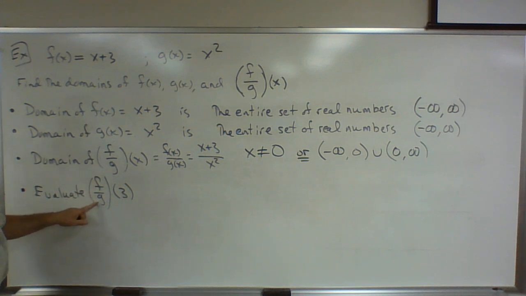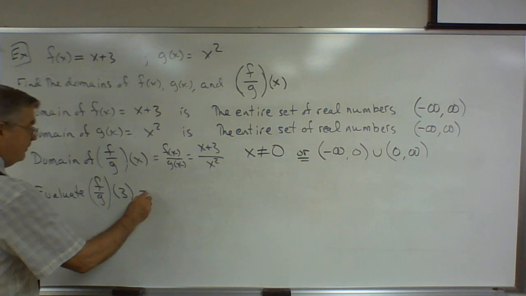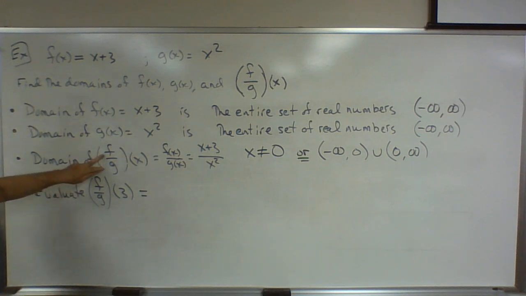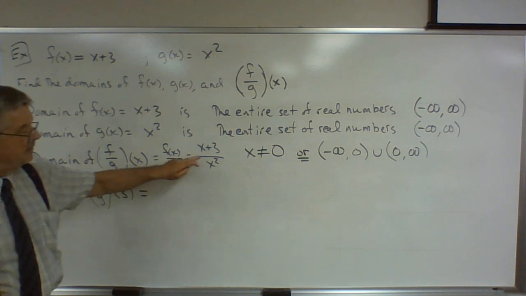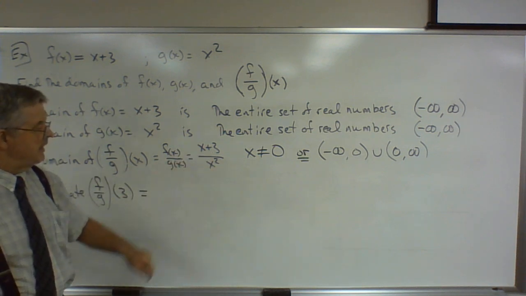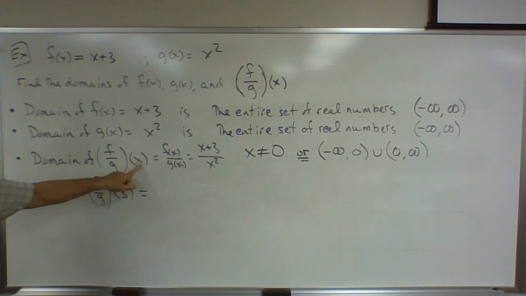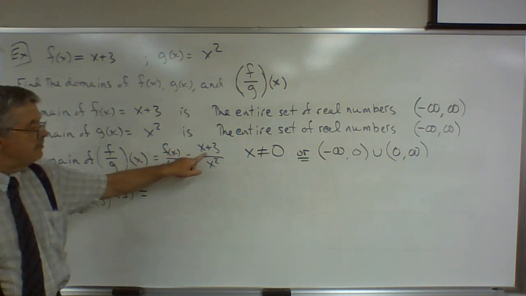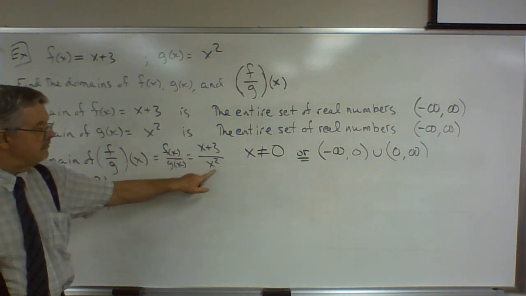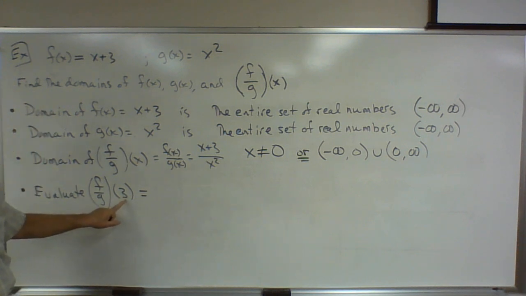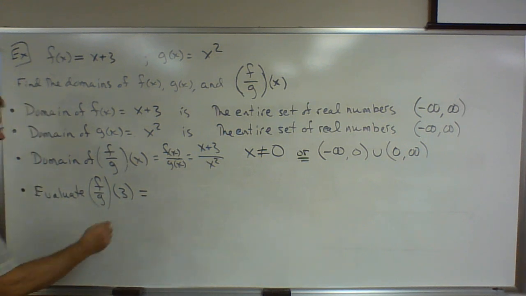Evaluate f divided by g, evaluated at 3. Here's our model. f divided by g evaluated at x is x plus 3 over x squared. Down here, 3 plays the role that x plays up here in our model. So every place up here that we see an x in our model, we're going to put 3 down here.